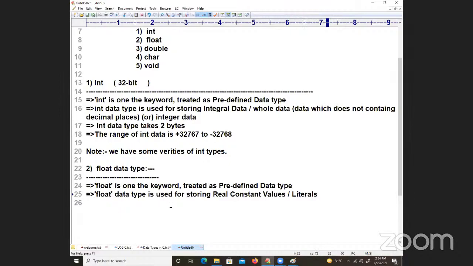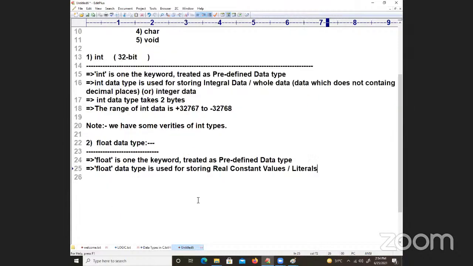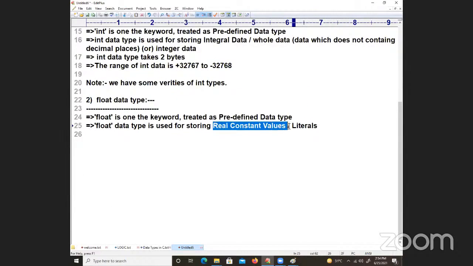Already I told you the meaning of literals. Literal is a technical word. IEEE standards is a word we need to say. Some people who learn normal C programming call it floating point values. What are floating point values? I just want to give an example.